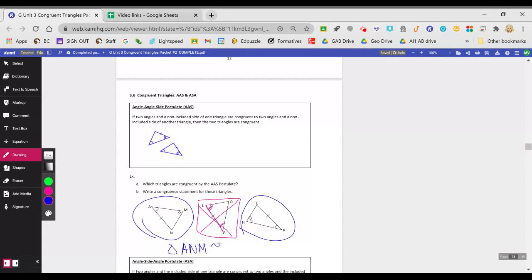ANM is congruent to triangle. So AN is the one mark, and A is my congruent angle. So A goes with R, E, H.